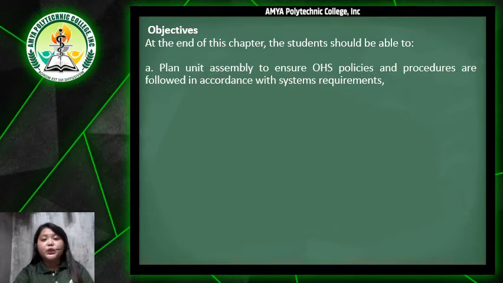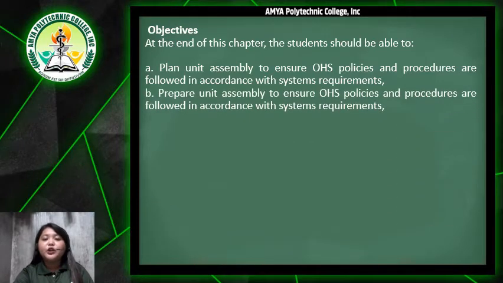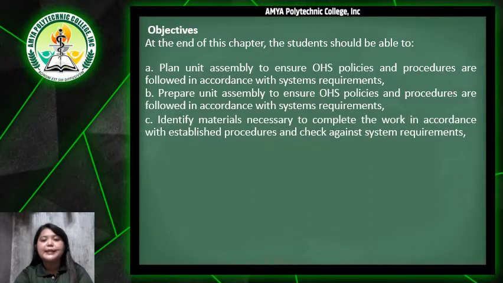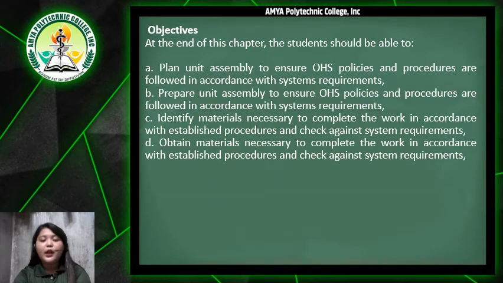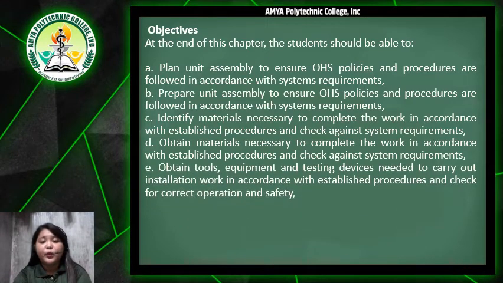Plan unit assembly to ensure OHS policies and procedures are followed in accordance with systems requirements. B. Prepare unit assembly to ensure OHS policies and procedures are followed in accordance with systems requirements. C. Identify materials necessary to complete in accordance with established procedures and check against system requirements. D. Obtain materials necessary to complete the work in accordance with established procedures and check against system requirements.